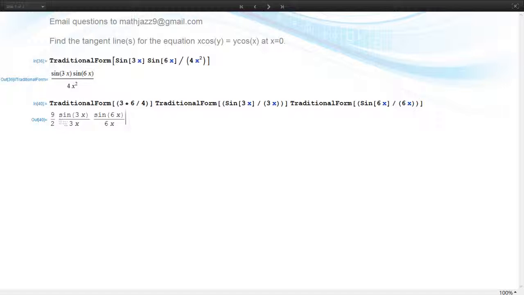Now what we do know is that this fraction goes to 1, and this fraction also goes to 1, leaving us just with this coefficient of 9 halves. So our answer is 9 halves. Like that.